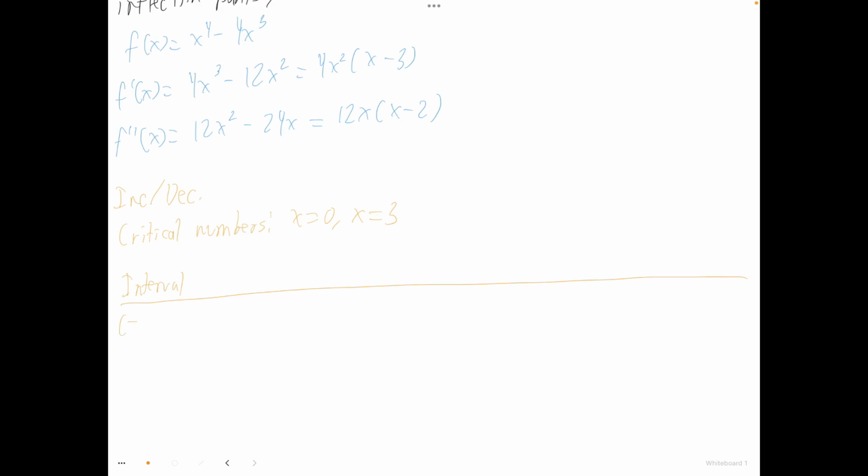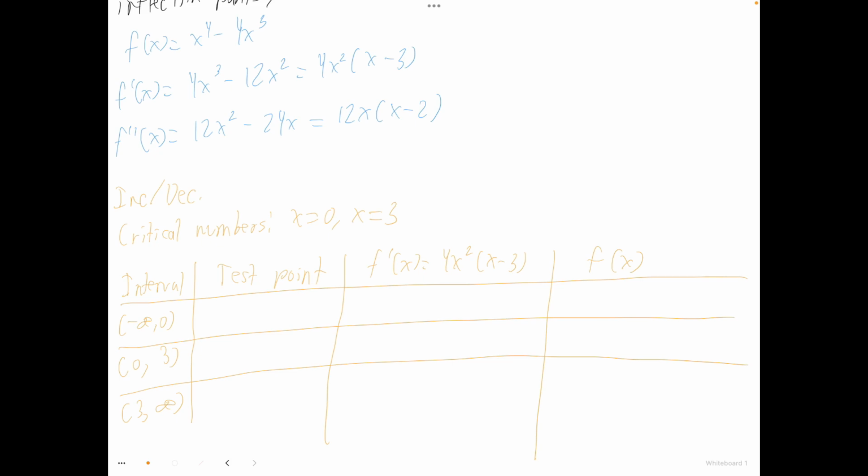So we're going to have from negative infinity to 0, from 0 to 3, and from 3 to infinity. And so then we have our test point. Then we have what is f prime doing. And then we have what is f of x doing. Okay, so on negative infinity to 0, we're going to pick negative 1. 0 to 3, we'll pick 1. 3 to infinity, we will pick 4. Now we plug these values in.